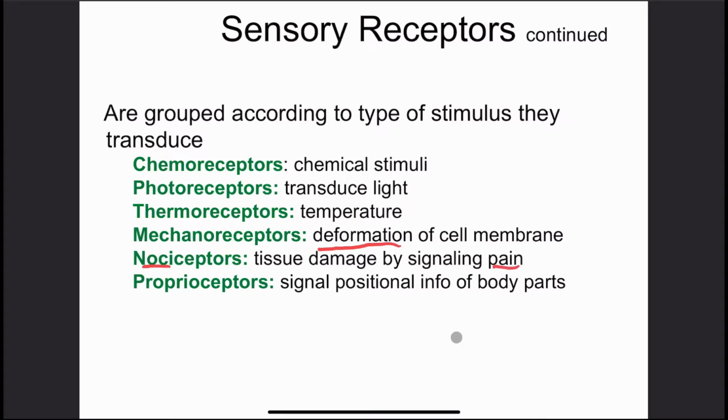These sensory receptors are able to identify tissue damage, because there's a signal when tissue damage occurs, and then it will cause pain. Proprioception has to do with the position of the body, and so proprioceptors sense the position of the body.